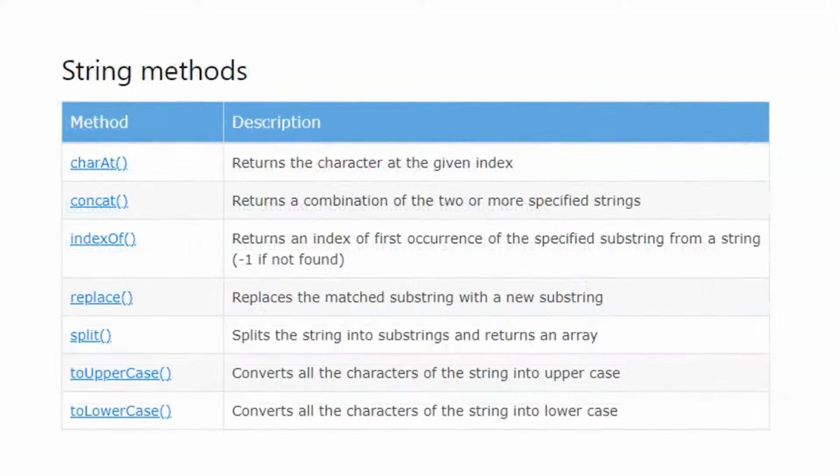The different string methods in TypeScript are: the method charAt returns the character at the given index. concat returns the combination of two or more specified strings. indexOf returns the index of the first occurrence of the specified substring from a string, and -1 if not found. The method replace replaces the matched substring with a new substring. And the method split splits the string into substrings and returns an array. toUpperCase converts all the characters of the string into uppercase. toLowerCase converts all the characters of the string into lowercase.